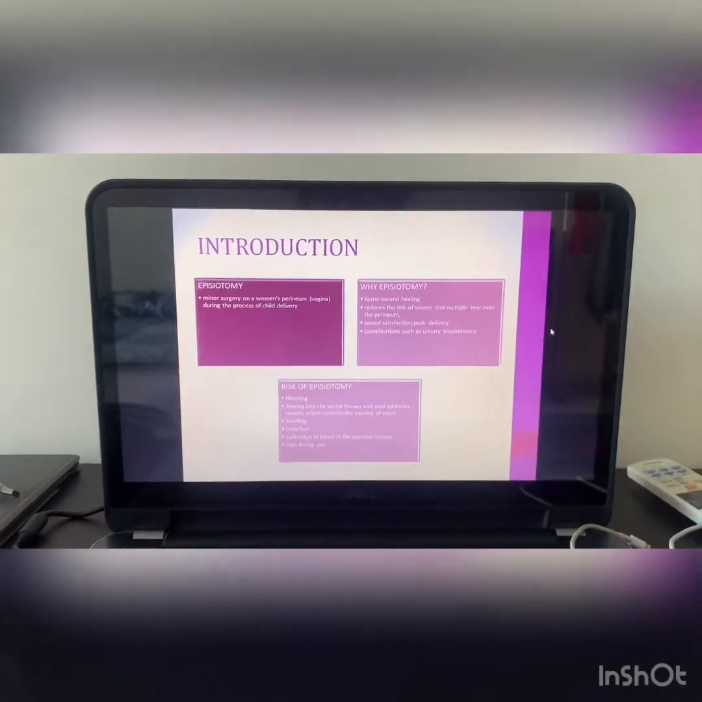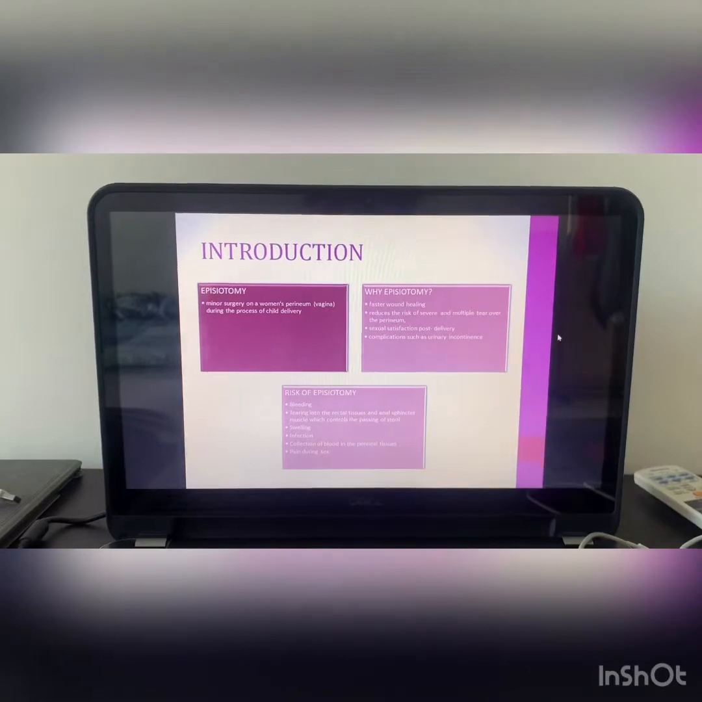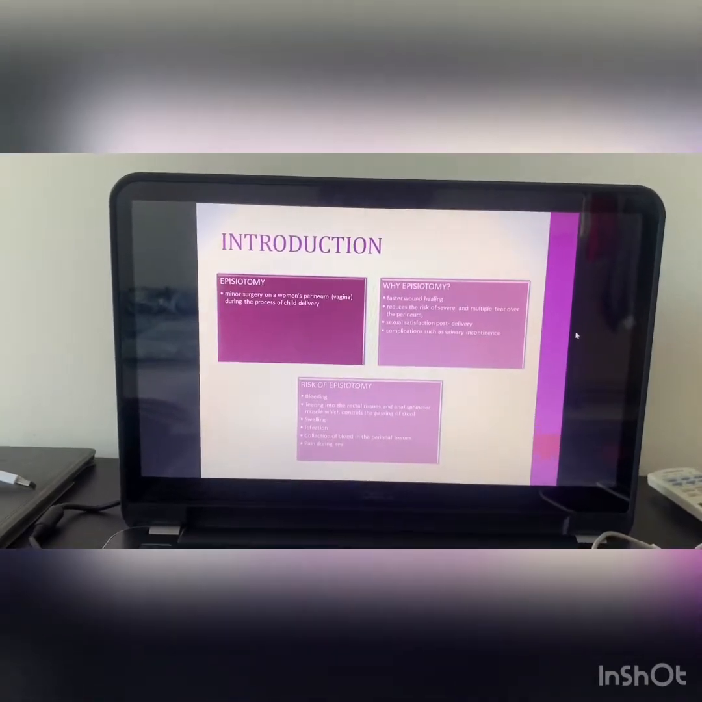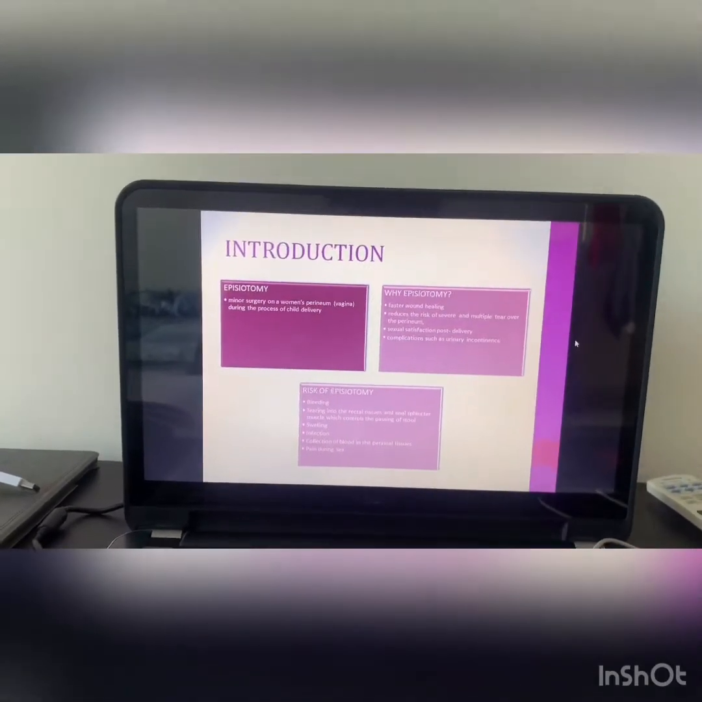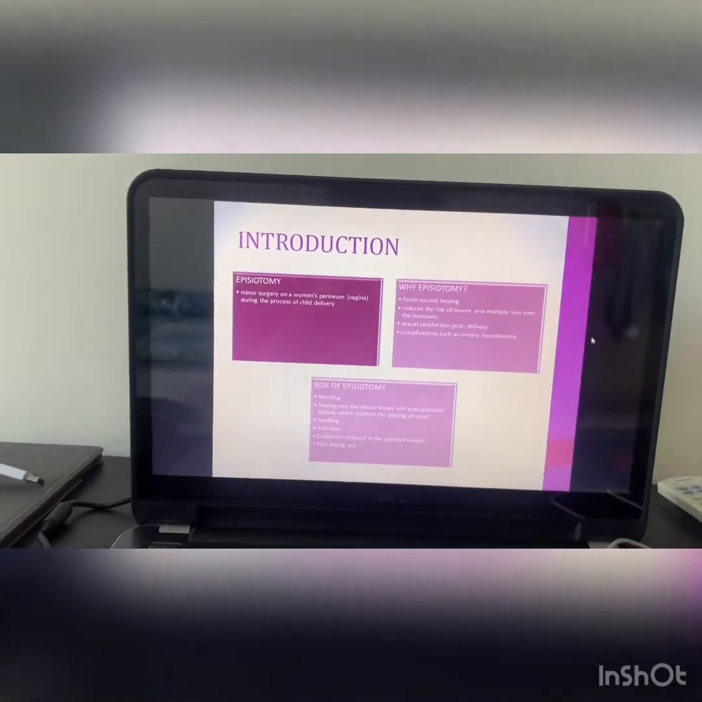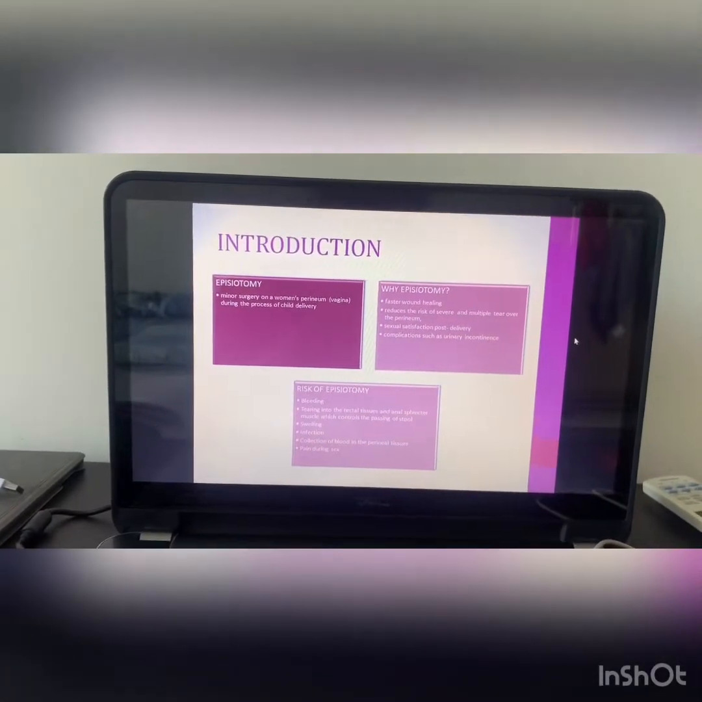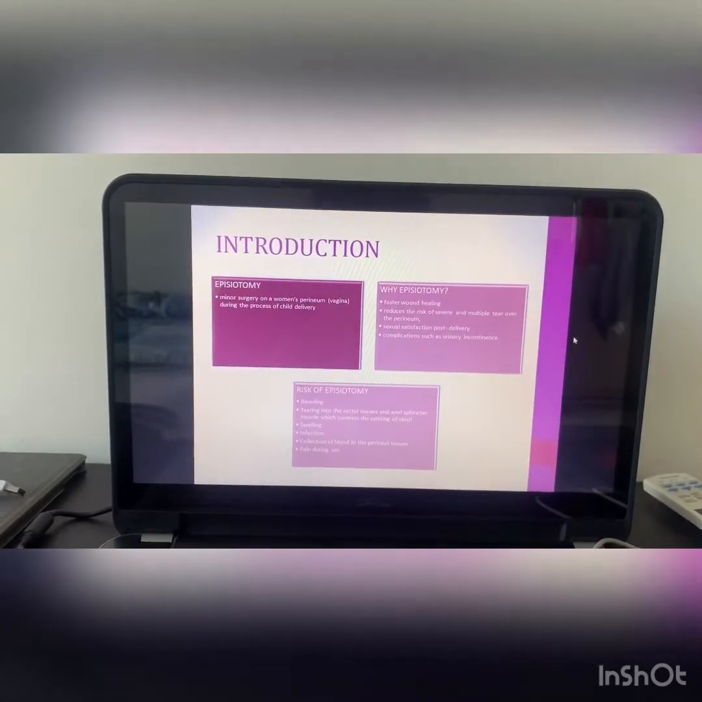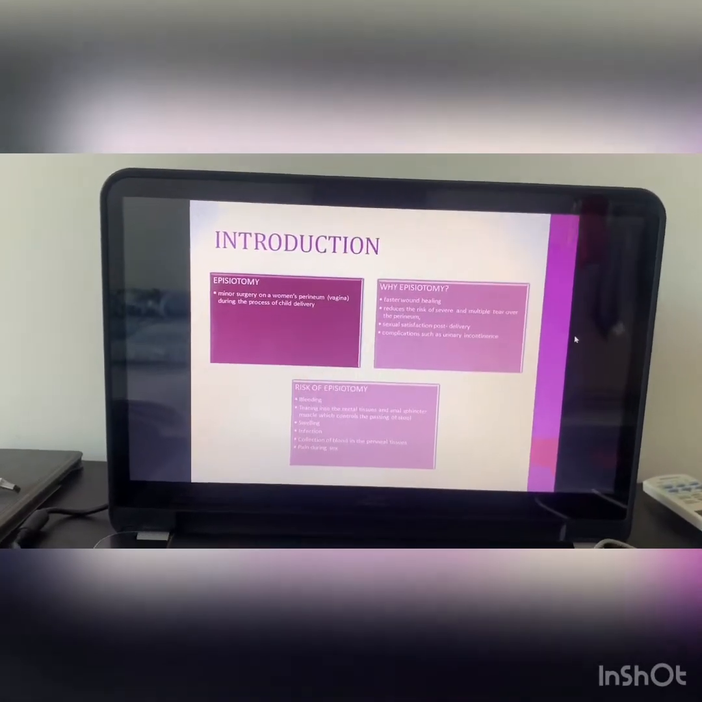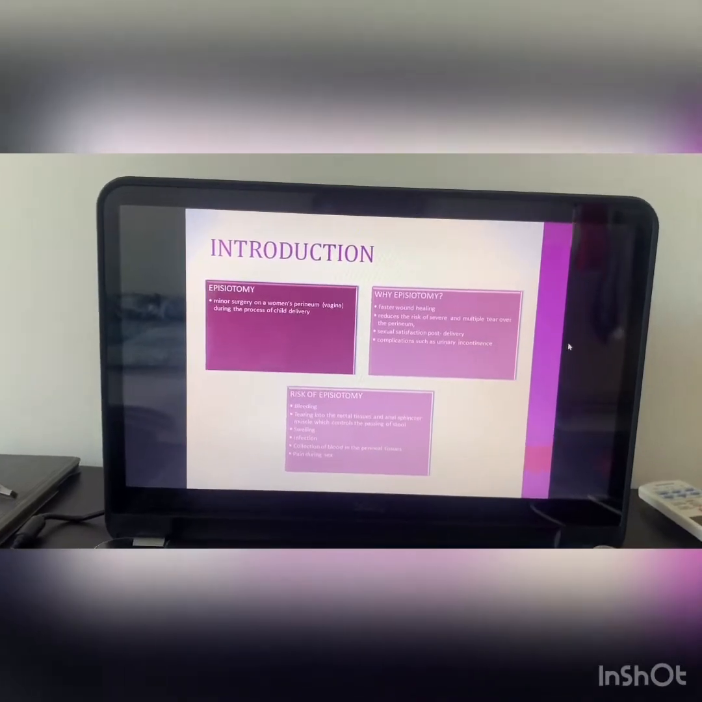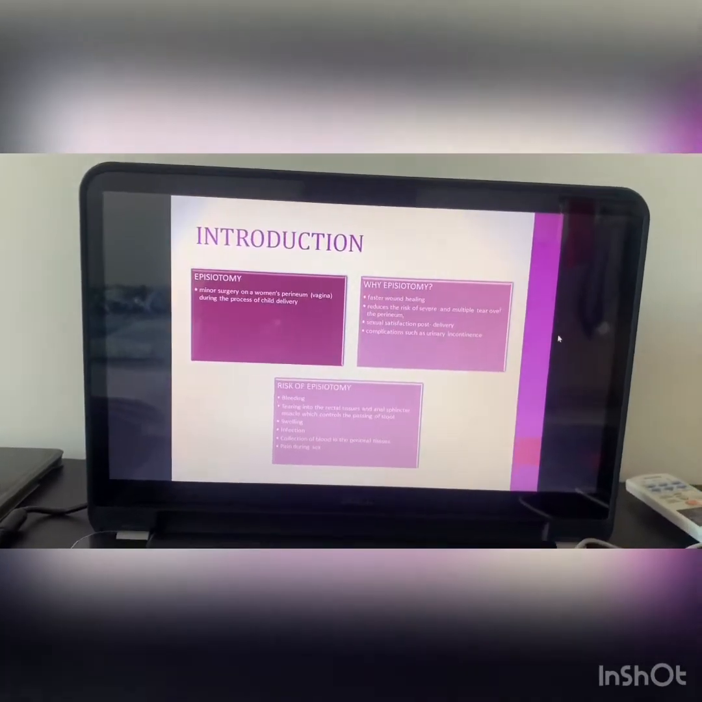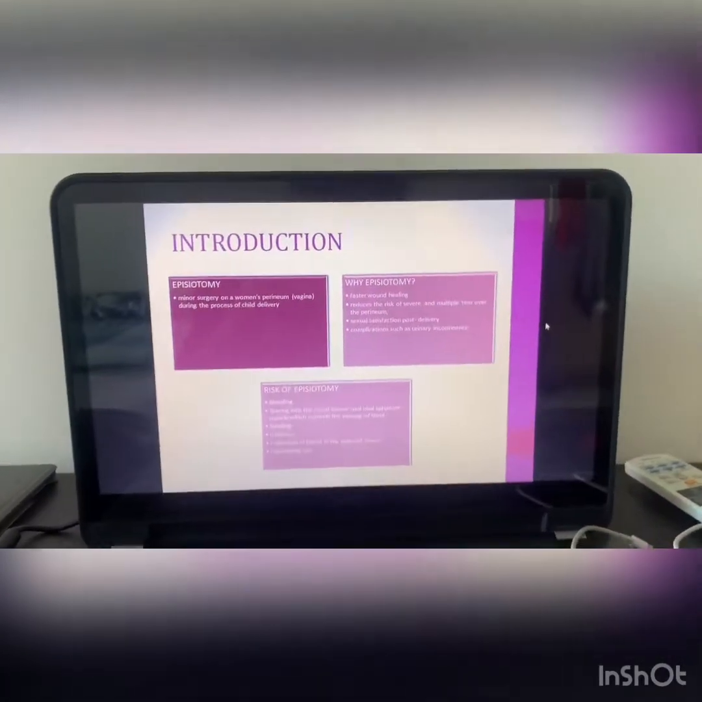So what are the risks of episiotomy? Bleeding and also tearing into rectal tissues. Sometimes when the episiotomy is done, it will affect the rectal tissues and anal sphincter muscle, which controls the passing of stool. It will cause swelling, infection, and collection of blood in the perineal tissues, and pain during sex.